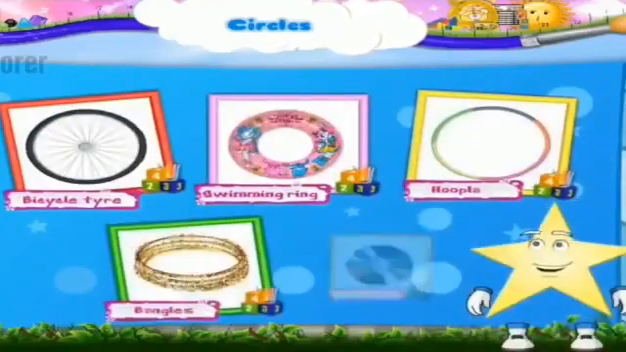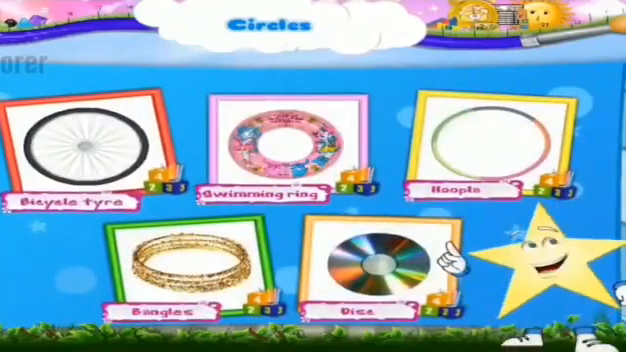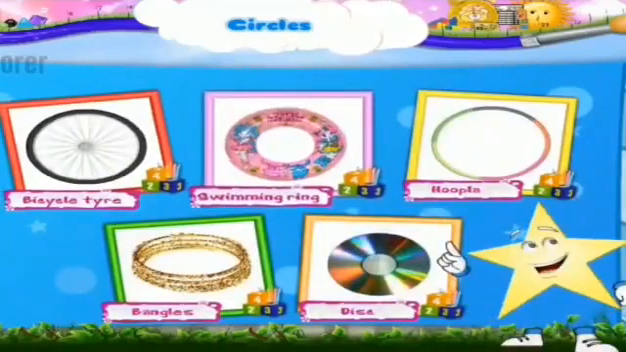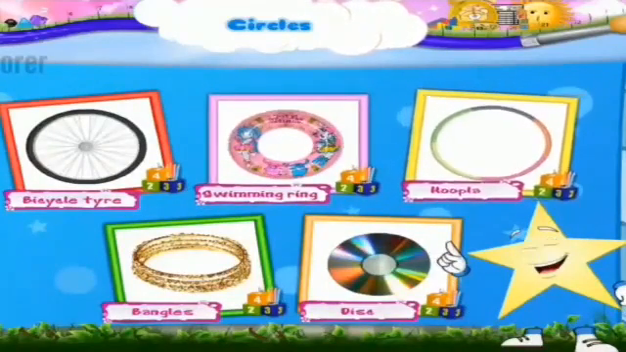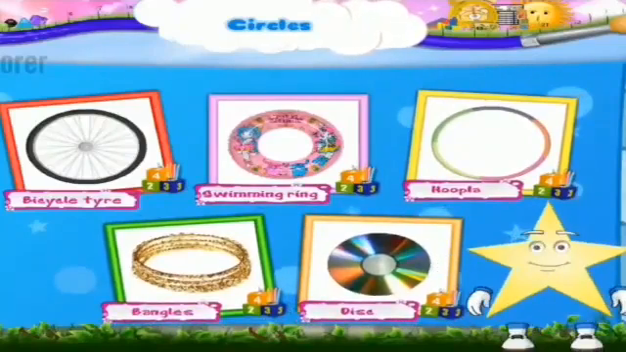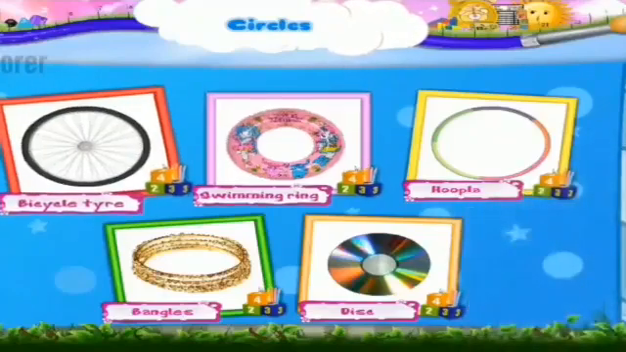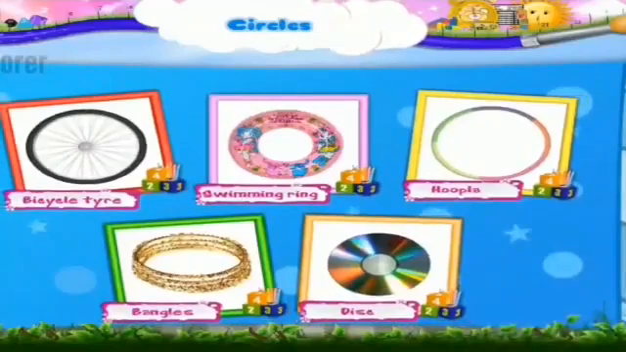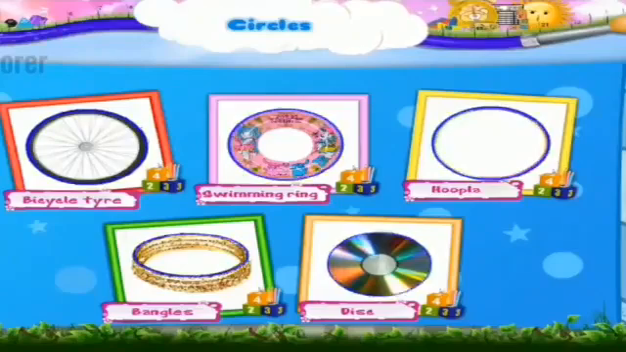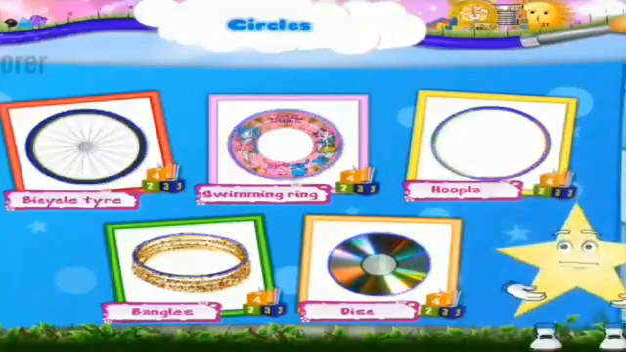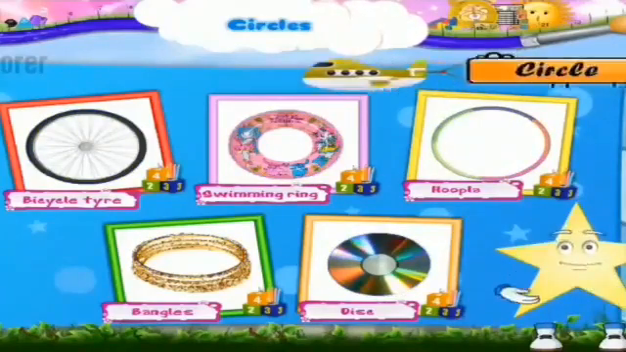What I have brought for you. Here is a bicycle tire, a swimming ring, a hoopla, some bangles, and a disc. Starry, observe carefully. Can you see some similarity in all these things? Yes. All these objects are round in shape. Do you know, Starry? This shape is called a circle.